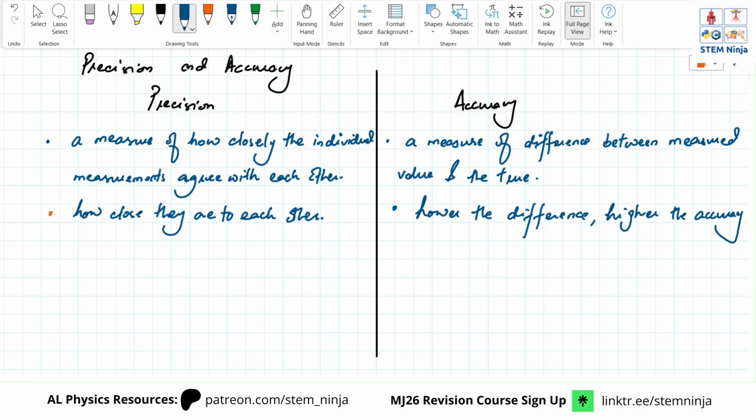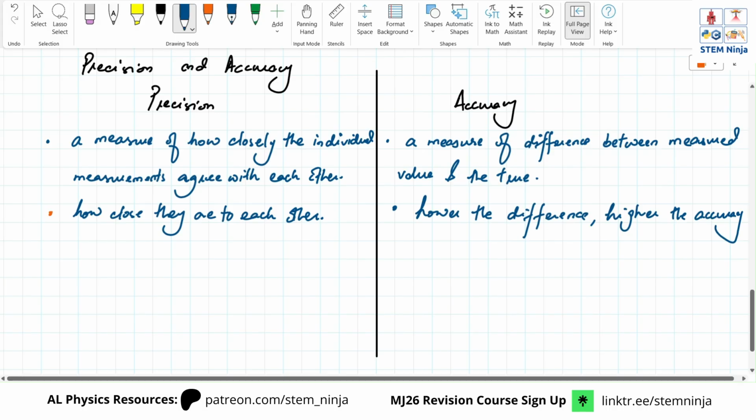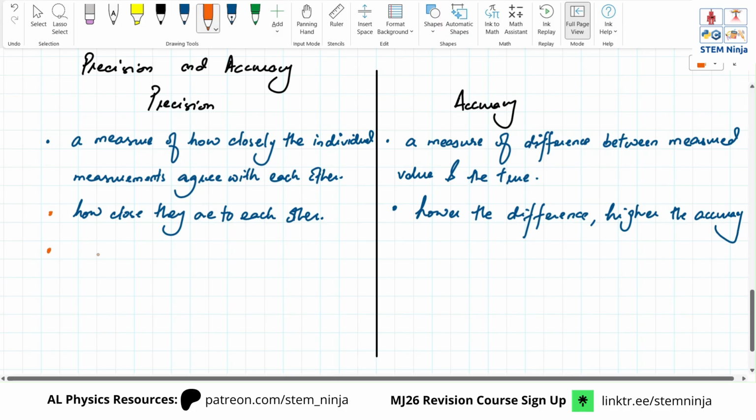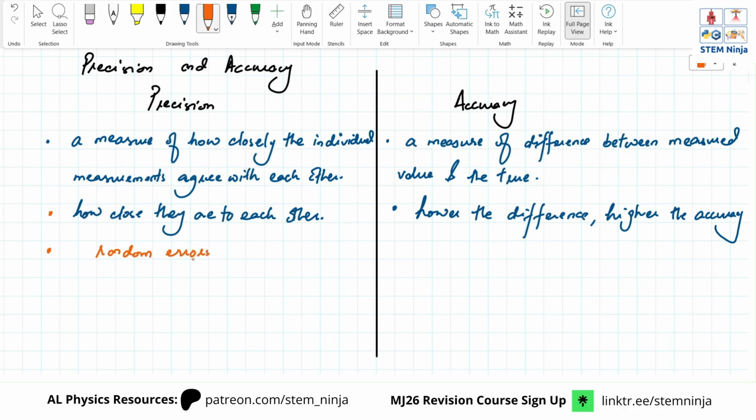Now, what factors affect accuracy and what factors affect precision? I think we already know that. Precision is associated with random errors, and accuracy is associated with systematic errors.